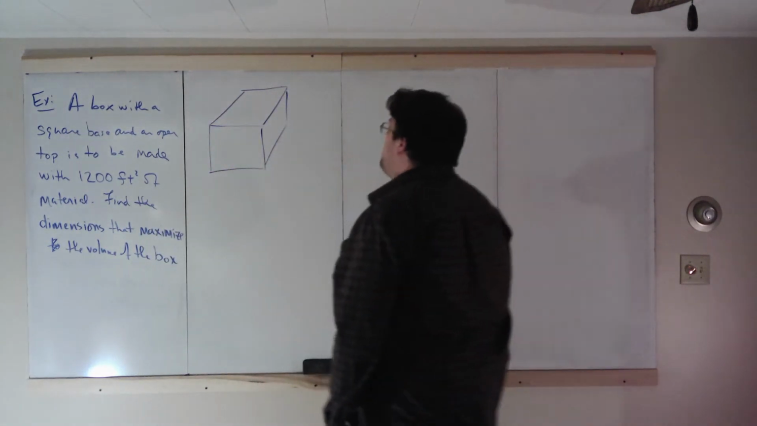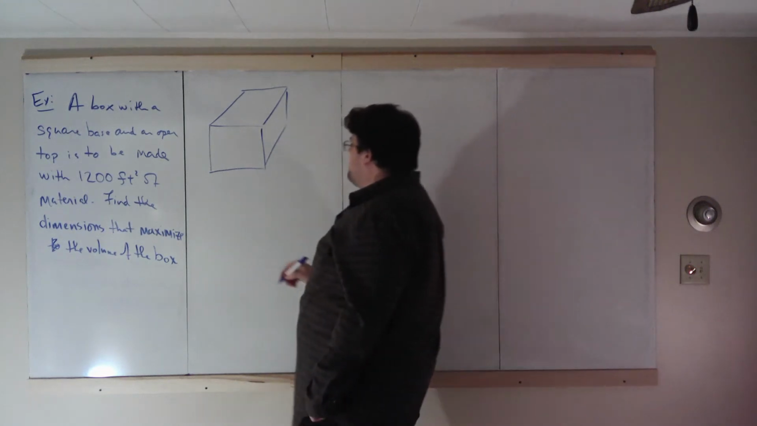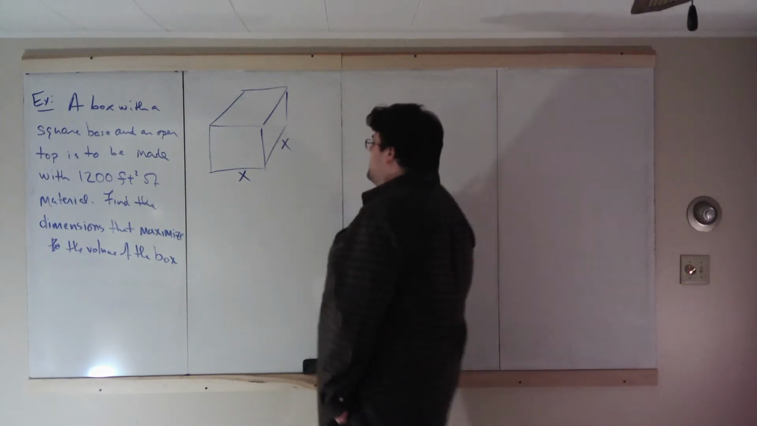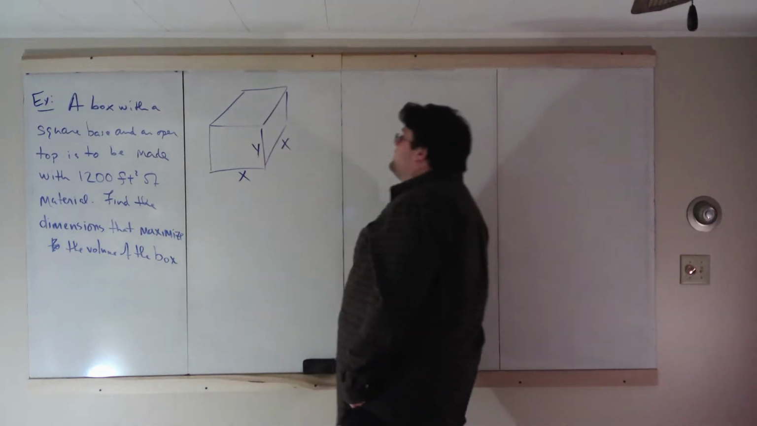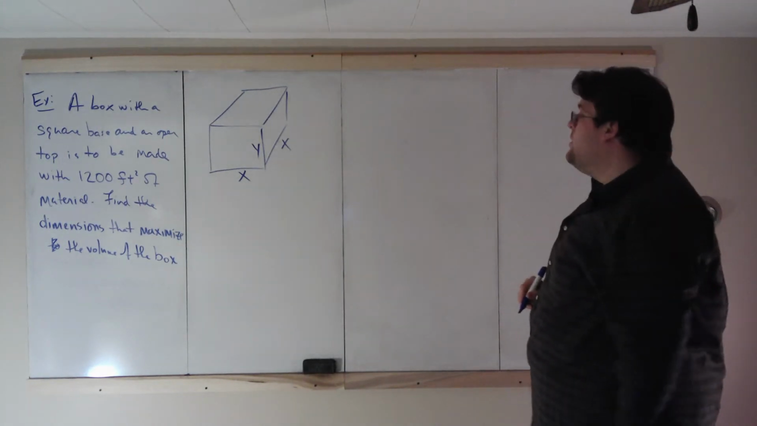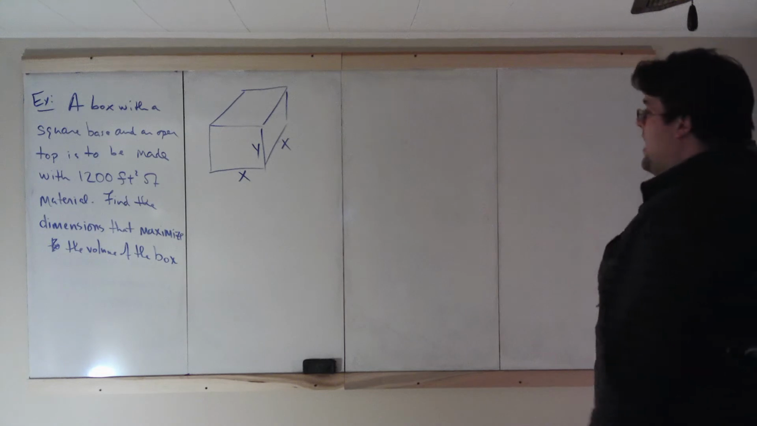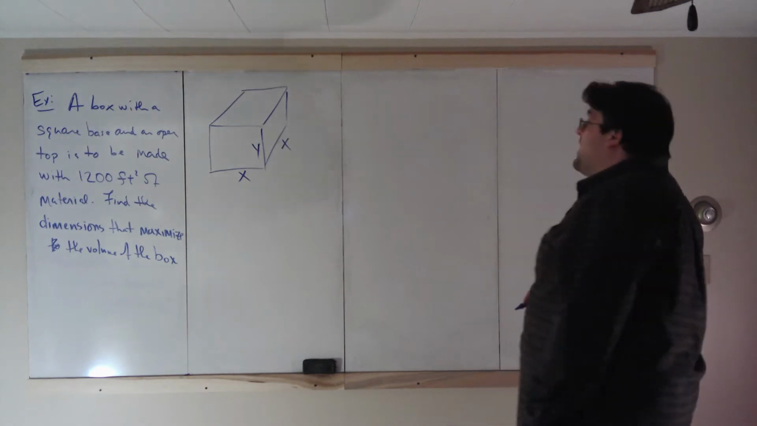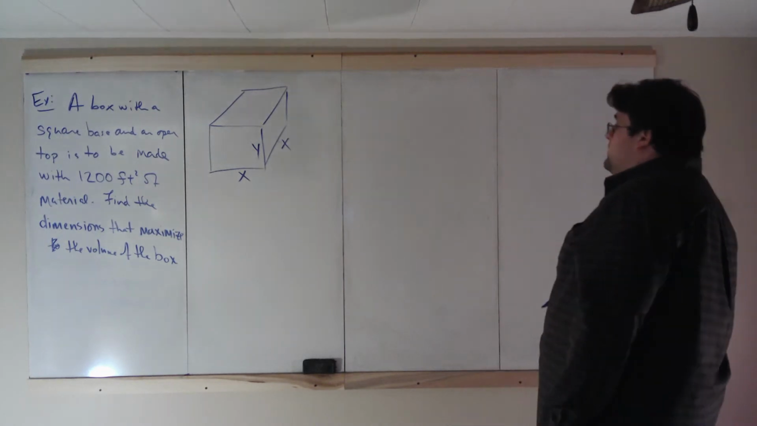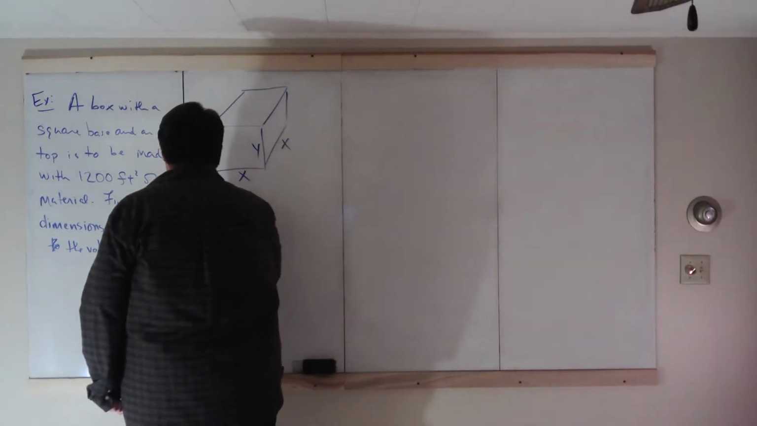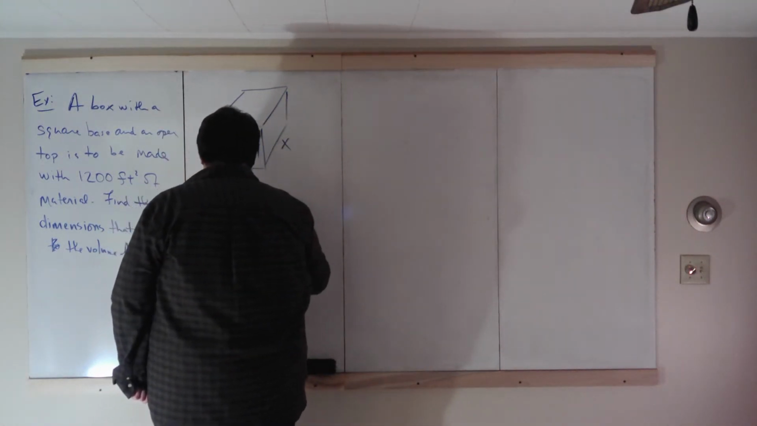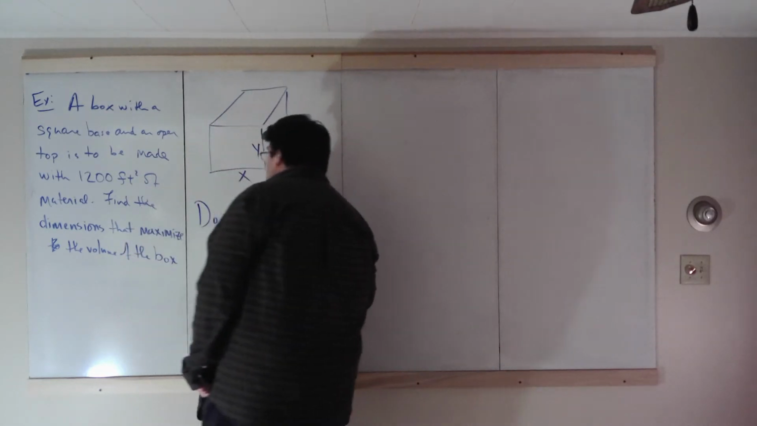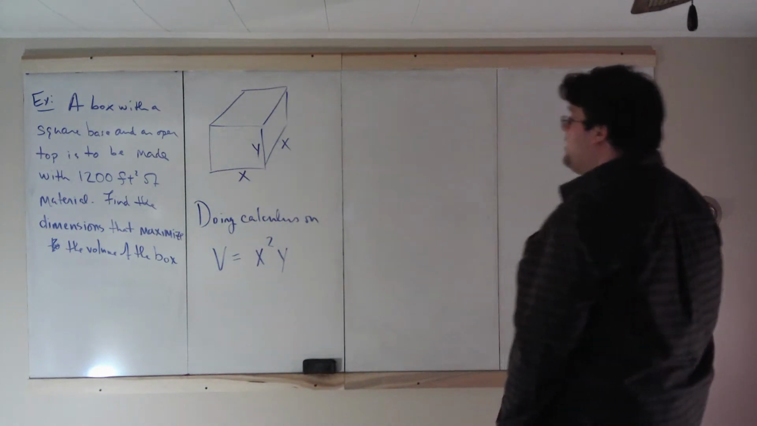So here's a box. It has a square base and an open top. Square base tells us that this side and that side are the same. But nothing else is necessarily square. Well, I guess the top is square. But the height of the box is not necessarily the same as x. So we have the square base, and we have a second variable for the other direction. So we're doing calculus on the volume, which is x squared y. Again, a function of two variables.